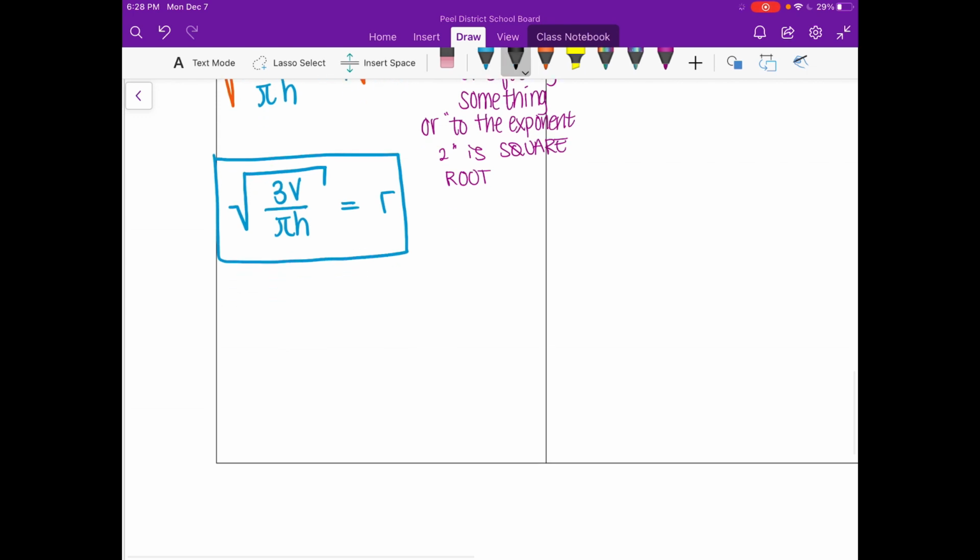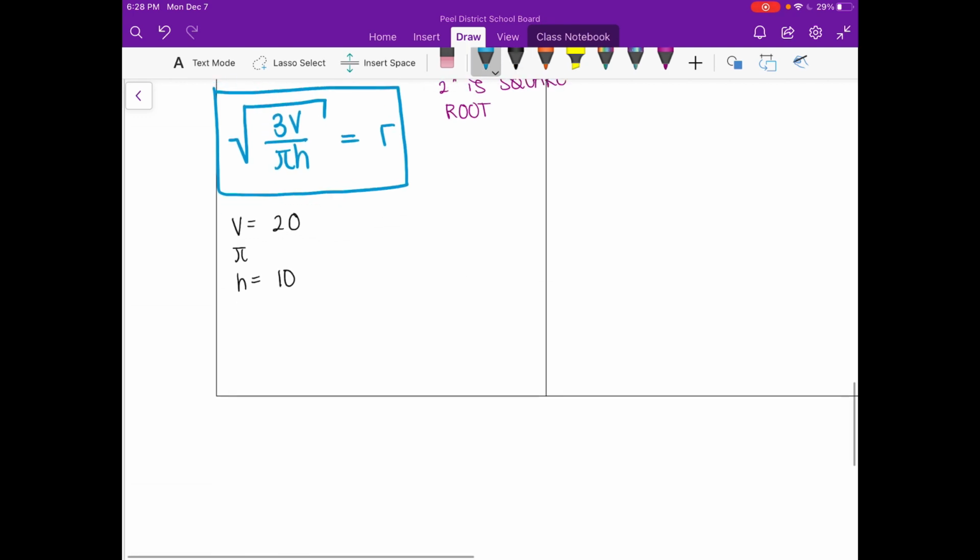And if I had said v is equal to 20, and this might not work out because I'm literally making these up as I go, pi is equal to pi, h is equal to 10, we should, in theory, be able to plug those numbers in and figure out what r is, right? And what is r? So let's do that.